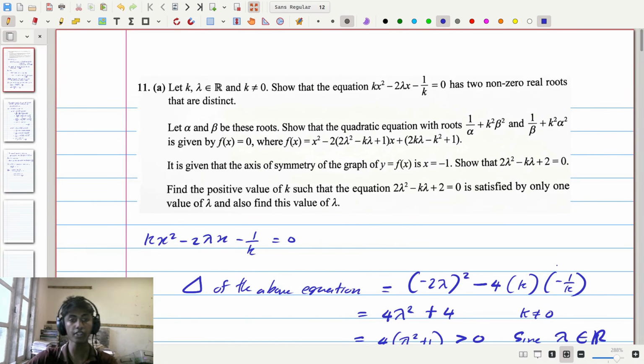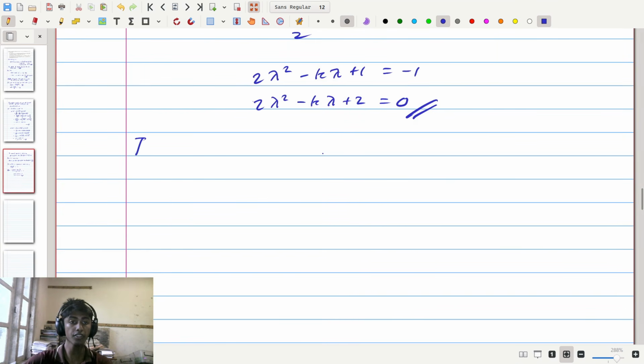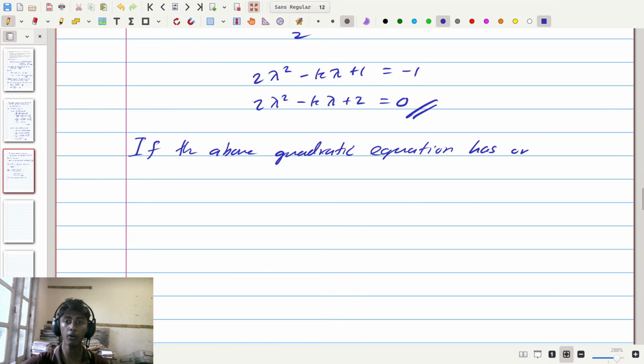Now the last part of the question says, find the positive value of k such that the equation 2 lambda squared minus k lambda plus 2 equals 0 is satisfied by only one value of lambda, and also find this value of lambda. Now, if there's only one root for this equation, it must mean that the value of delta equals 0, and we need to apply that in order to find the value of k. So going down, we can say, if the above quadratic equation has only one real root, then its value of delta is equal to 0.